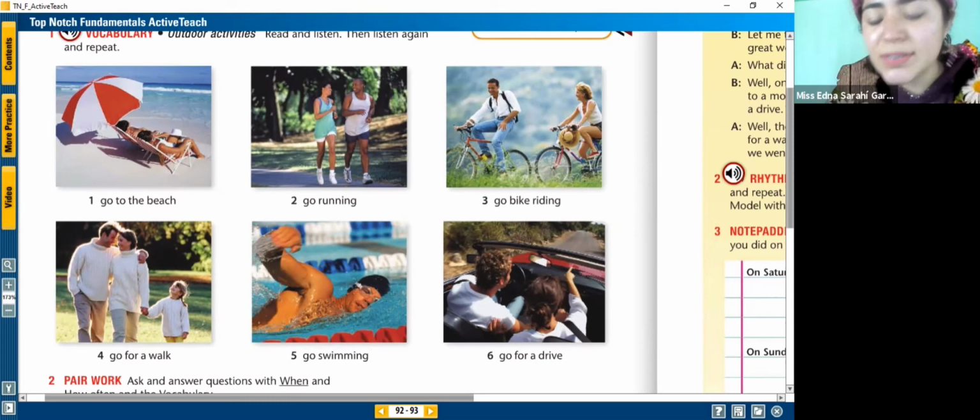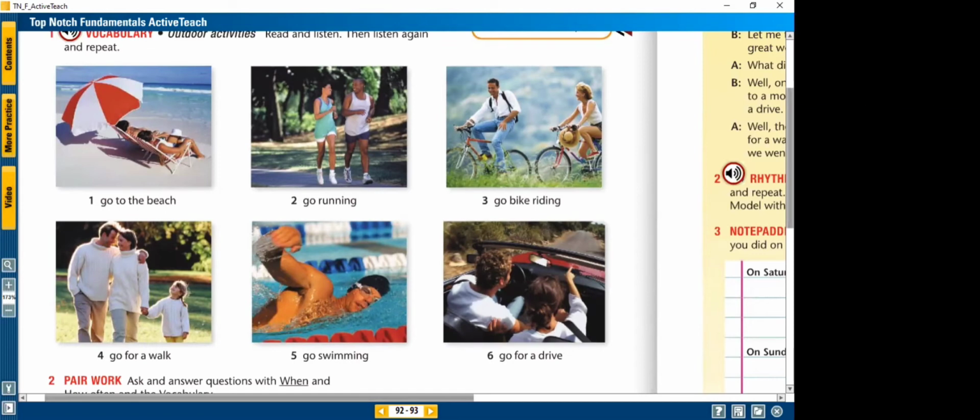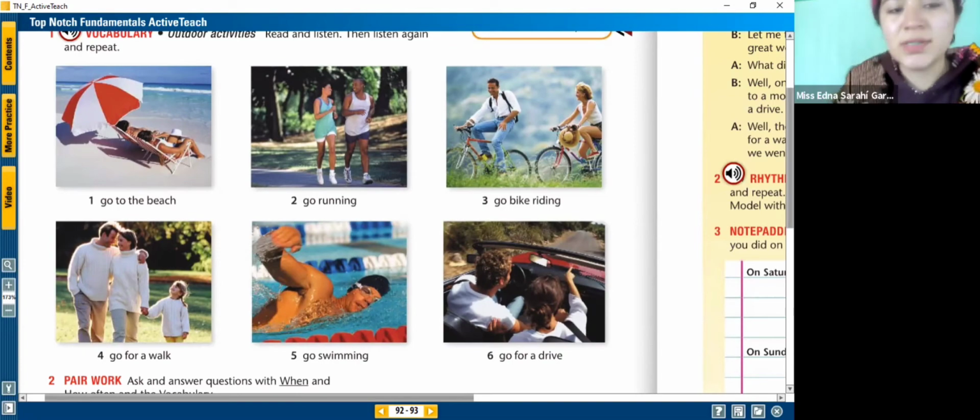How often do you go for a drive? I sometimes go for a drive. Perfect, very good. Listen. Page 92.